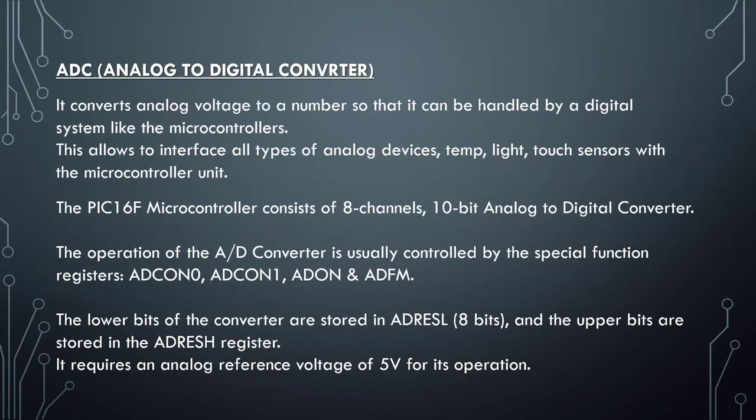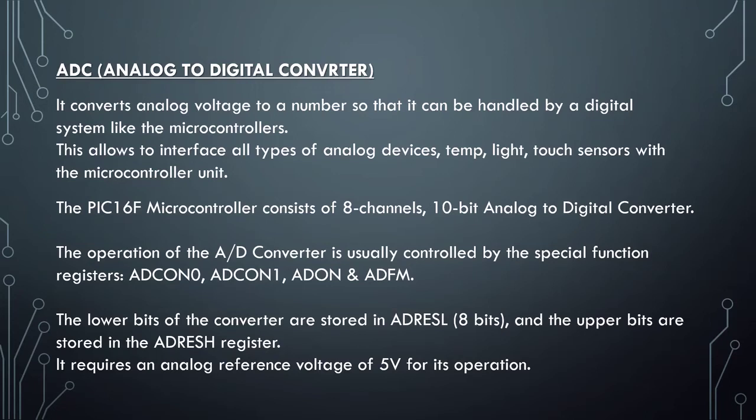I think that was it about the timers. So let's get to another peripheral, which is the ADC, the analog to digital converter. This ADC converts analog voltages to a number so that it can be handled by a digital system like the microcontroller. For example, this allows the interface of all types of analog devices, such as temperature, light, and touch sensors, with the microcontroller unit.